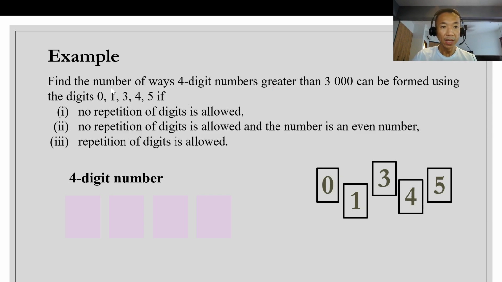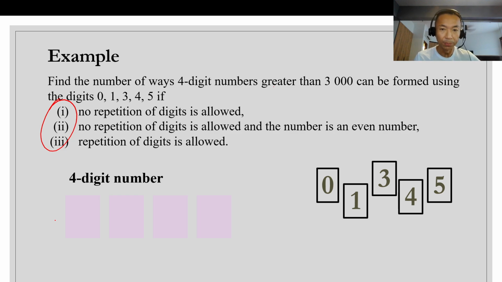Right, this example: find the number of ways 4-digit numbers can be formed that are greater than 3000 from the choices of 5 different digits: 0, 1, 3, 4, 5. There are 3 parts. Part 1 is no repetition of digits allowed. Part 2 is no repetition of digits allowed, and the number is even, and so on and so forth. Let's deal with it one at a time, and you can see some lessons learned from the 3 different parts. So first one, no repetition allowed.